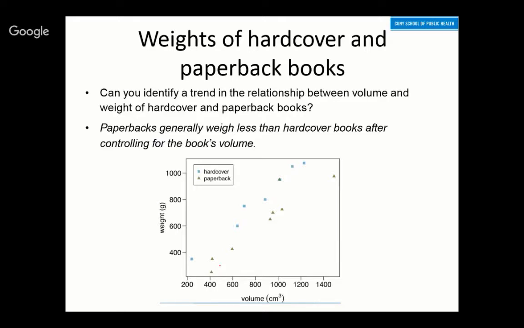So yeah, paperback's generally way less than a hardcover after controlling for the book's volume. They don't have this extra dense piece of cardboard on them.